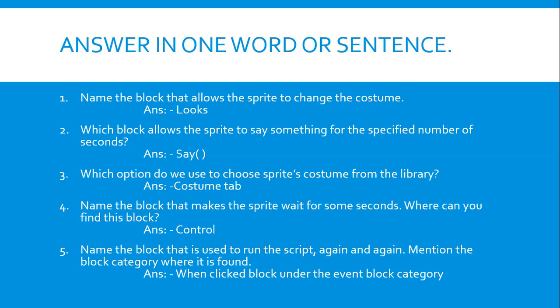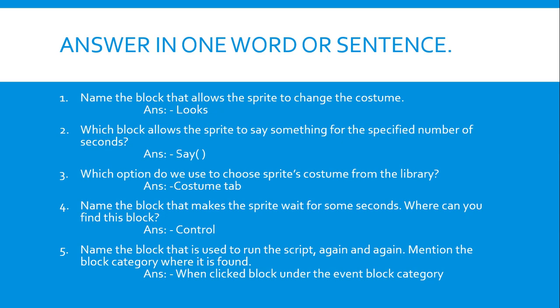Now answer in one word or sentence. Name the block that allows the sprite to change the costume. Looks block. Which block allows the sprite to say something for the specified number of seconds? Say block. Which option is used to choose the sprite's costume from the library? Costume tab, and then sprite costume from library.